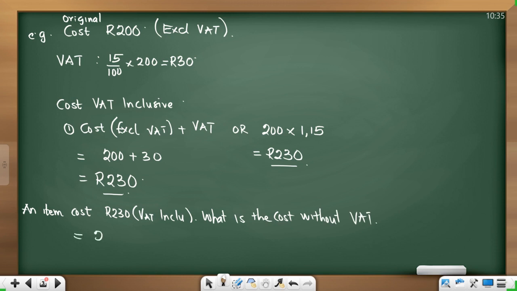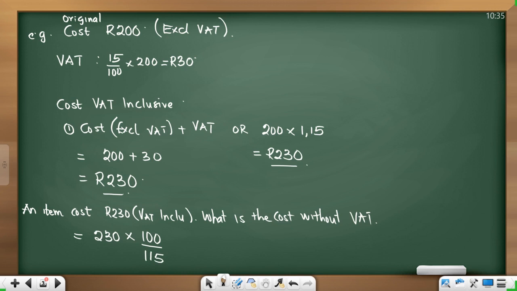This is what you do. You take the price. Now you are reversing, you're going back. Times 100, because it's always a percentage, over 115. The question is, where did we get the 115 from? Remember, VAT is 15% over the 100%.